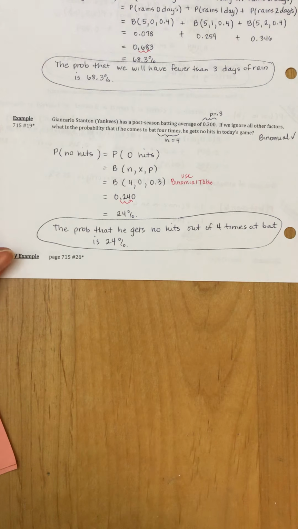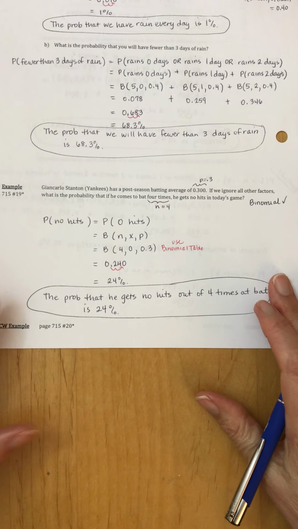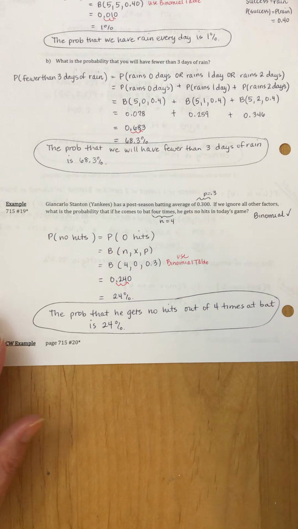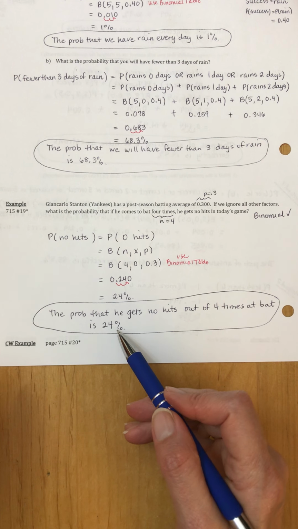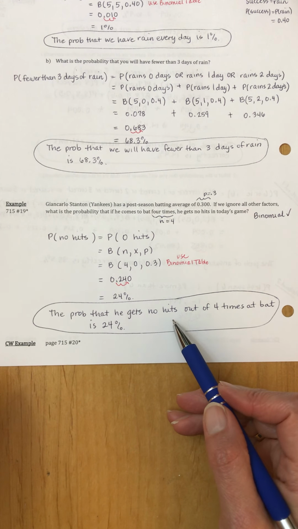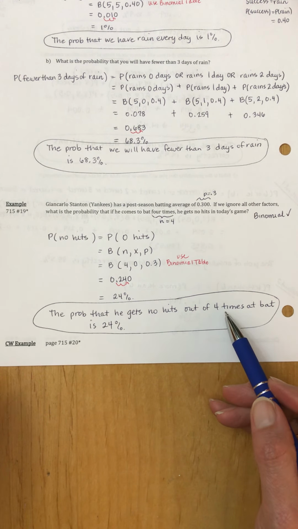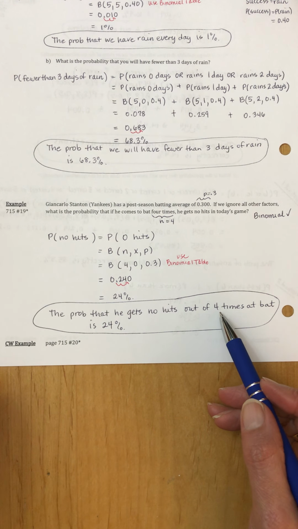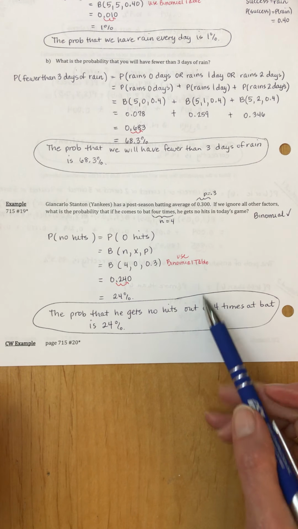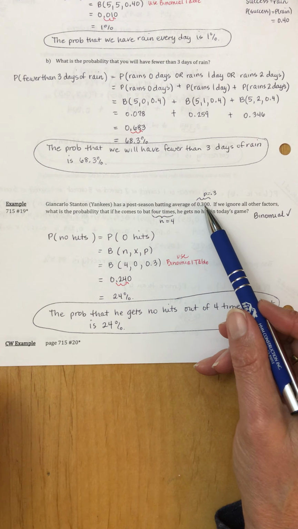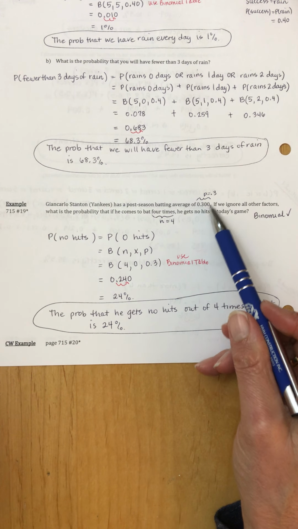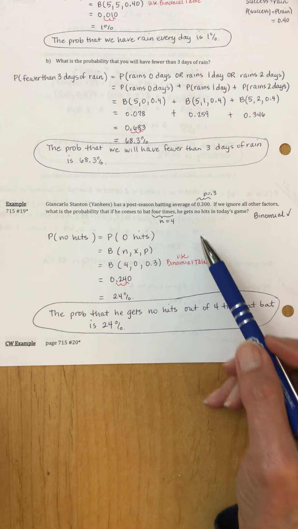Okay, so think about that. That's kind of remarkable, isn't it? That's why baseball's so tough. He has a 24% chance of getting no hits in 4 at-bats. So that's why it happens so often. They go for 0 for 4. And his batting average is a really good one. And that's kind of amazing. That's not a really good test score, is it?